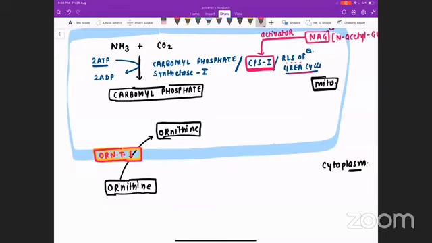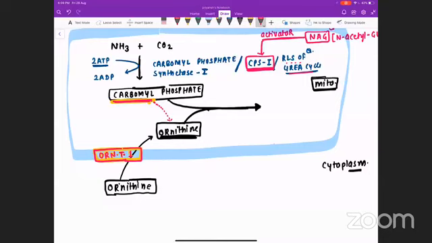Now the carboxyl phosphate will interact with ornithine. Everyone just follow the yellow color marker. From the carboxyl phosphate, the carbonyl group will be transferred on ornithine. So basically, the carbonyl phosphate and ornithine will interact with one another, and the reaction that occurs is that the carbonyl group is transferred on ornithine.